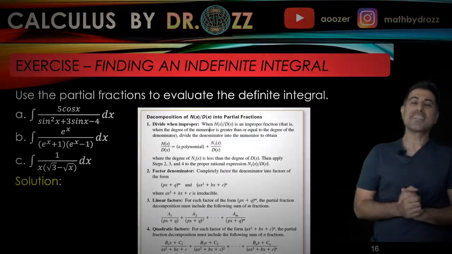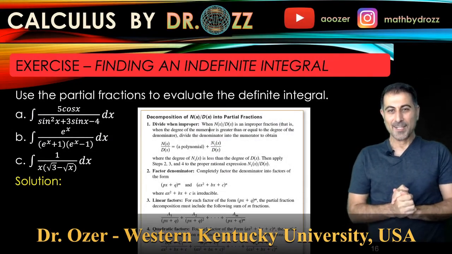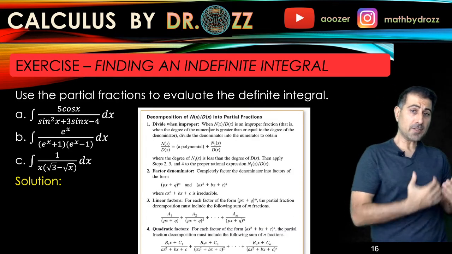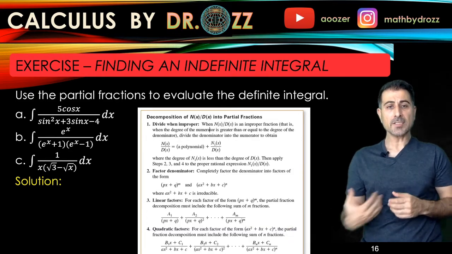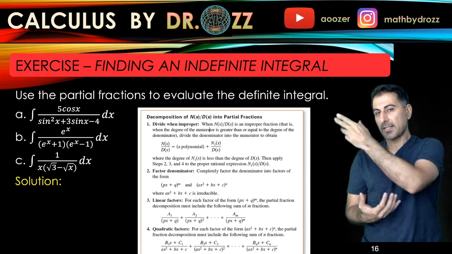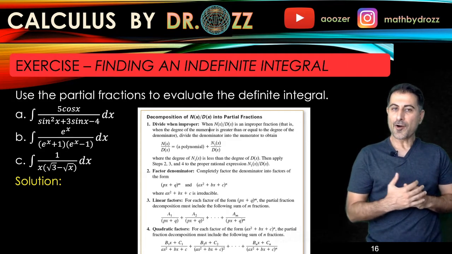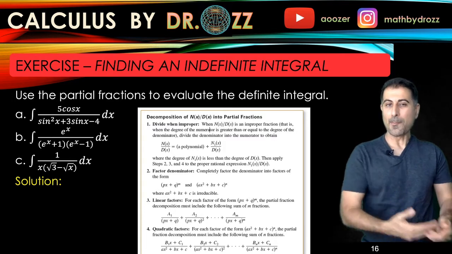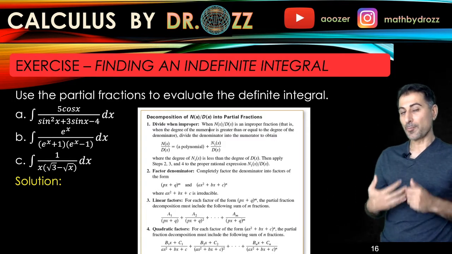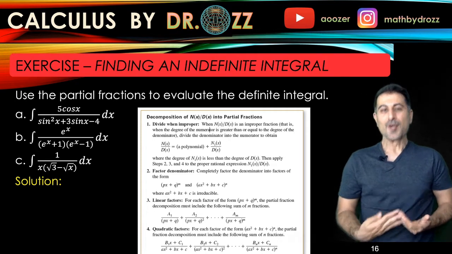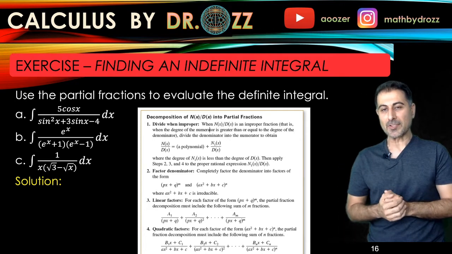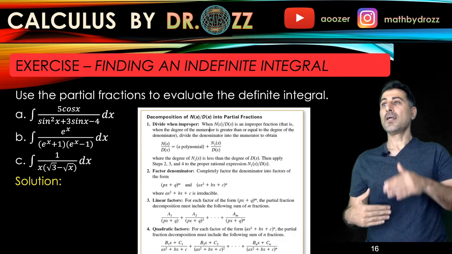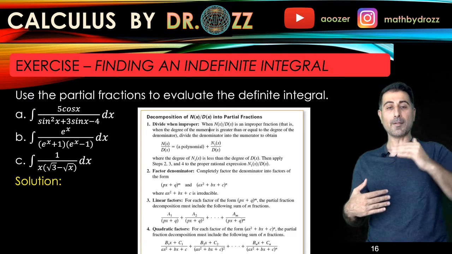Hello, welcome back. This is Calculus by Dr. Oz. Today we're going to have an exercise where we're going to evaluate or find a definite integral by using partial fractions. But interestingly, those integrals that I have in A, B, C are not rational functions of polynomials directly, but by an appropriate u substitution, you can convert each of those integrals into integrals where the integrand is a rational function with top and bottom polynomials.